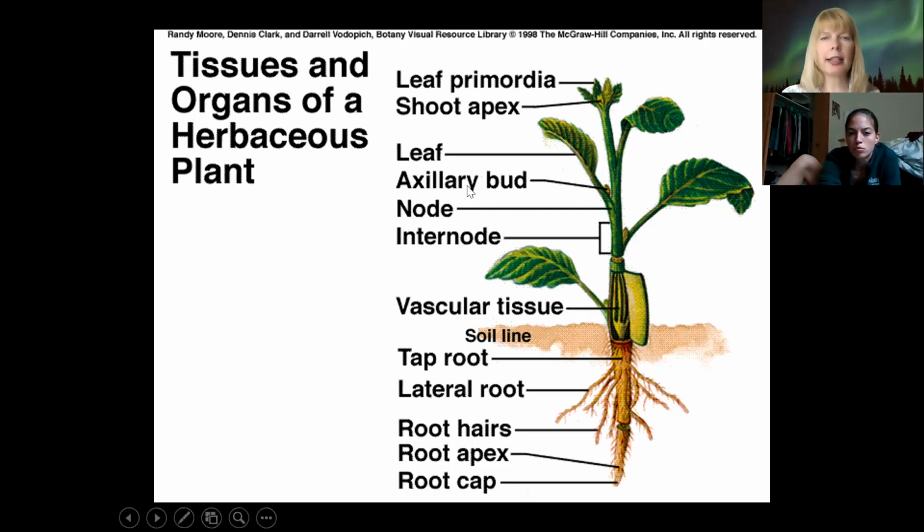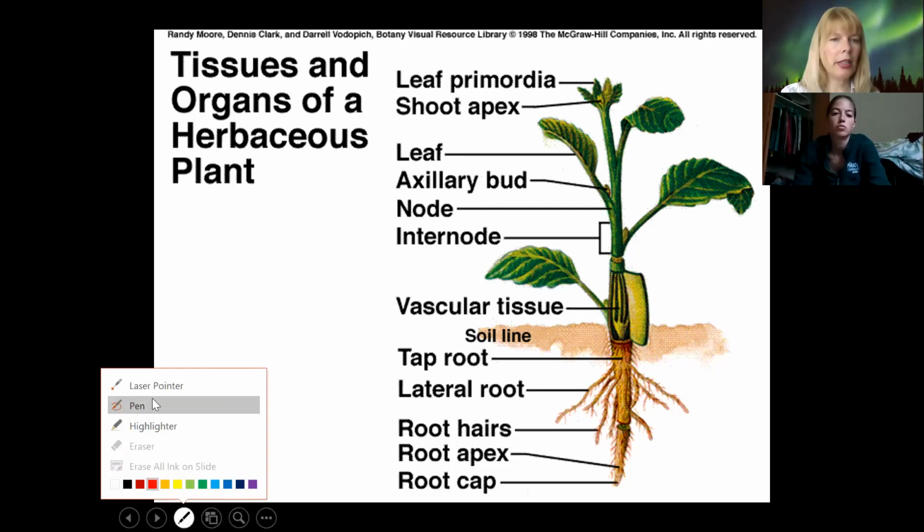And then this term here, axillary bud, I think you can see my, actually let me get my laser pointer.